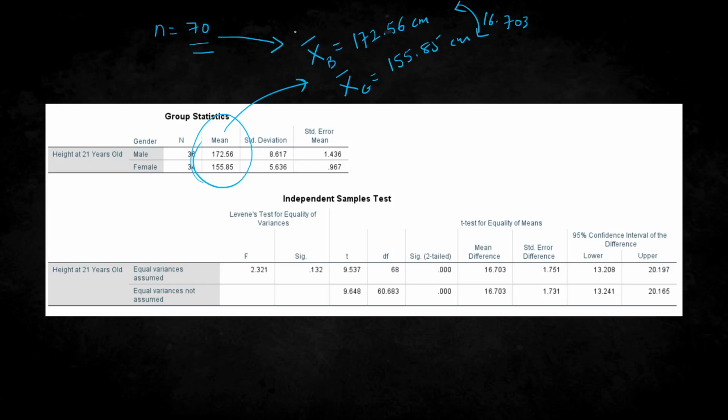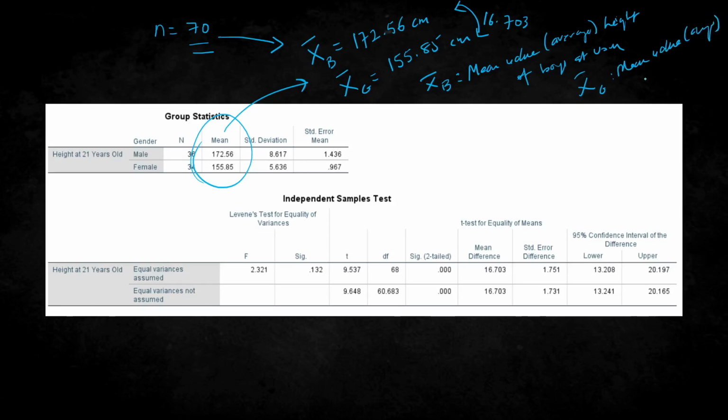Based on our samples, the study we have carried out, the sample of 70, we get our estimated mean values. So X bar B represents the mean value, the average height of boys at U1. X bar G represents the mean value, the average height of girls at U1.